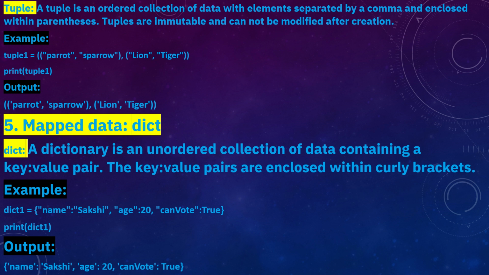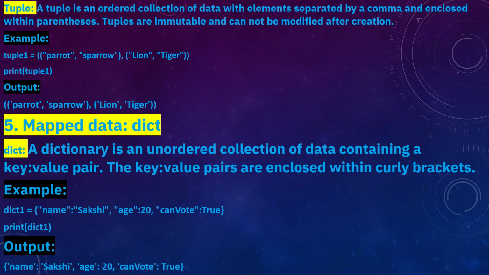Tuple. A tuple is an ordered collection of data with elements separated by a comma and enclosed within parentheses. Tuples are immutable and cannot be modified after creation. Example: tuple1 = ('parrot', 'sparrow', 'lion', 'tiger'). print(tuple1). Output: parrot, sparrow, lion, tiger.